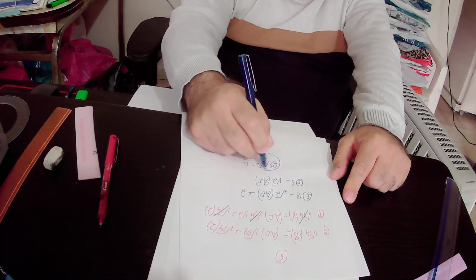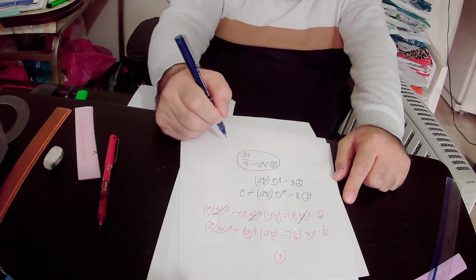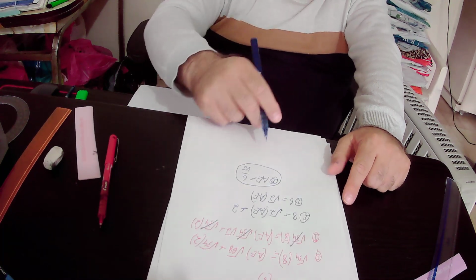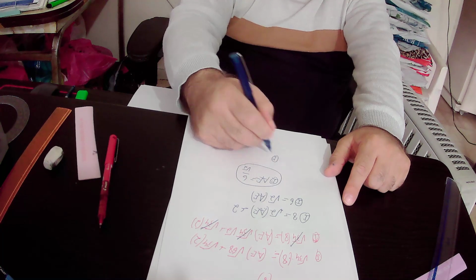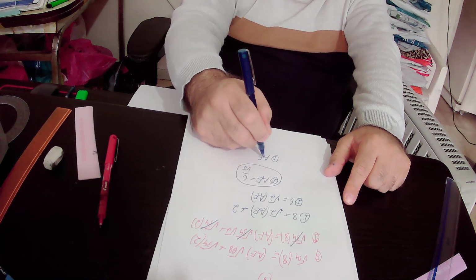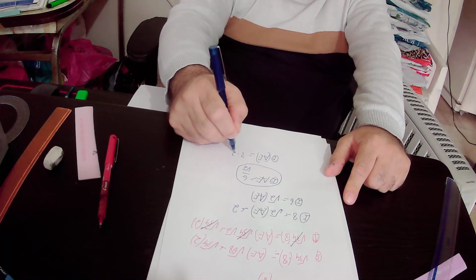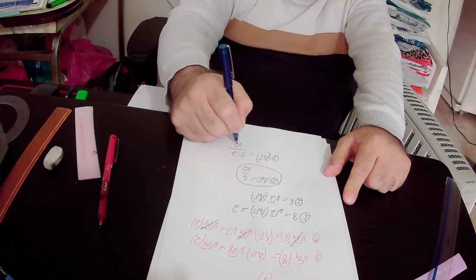AE equals 6 over root 2 units. We know that 6 is 3 times 2, so I will write it down. AE, line segment AE, equals 3 times 2 over root 2.